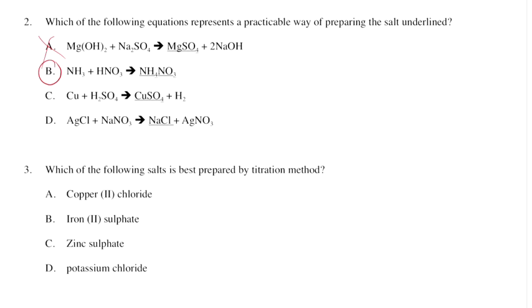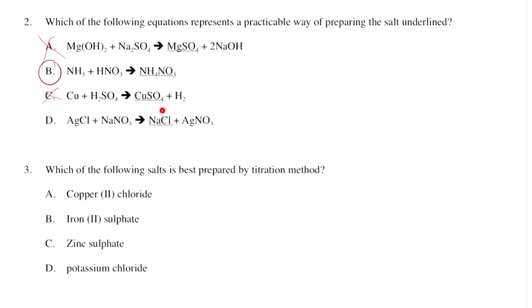So yes, and let's also go through C and D to see what's wrong with those two methods. And for C, it suggests to make copper sulfate by adding copper to sulfuric acid. Remember, copper will not directly react with an acid under room temperature. Okay, so again, this is not practical. And then the last one, we will have silver chloride to react with sodium nitrate to produce sodium chloride with silver nitrate.